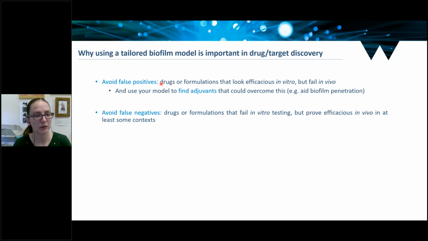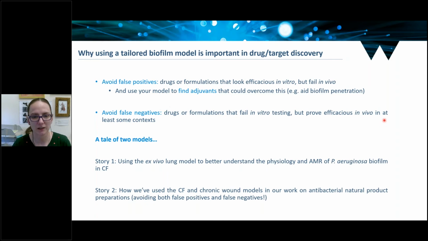And by false negatives, I mean there might actually be some drugs or formulations that would fail standard in vitro testing, but would actually prove efficacious in vivo in at least some contexts. And if you can model that context in the lab, get the bacteria in the same state as they would be in the host, you will actually find that target.